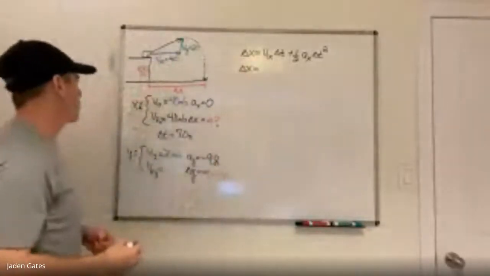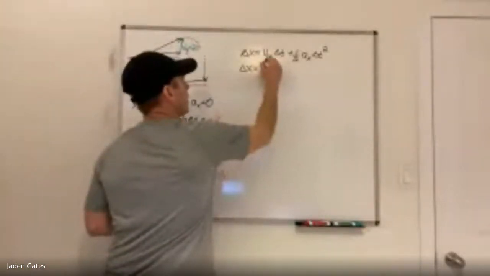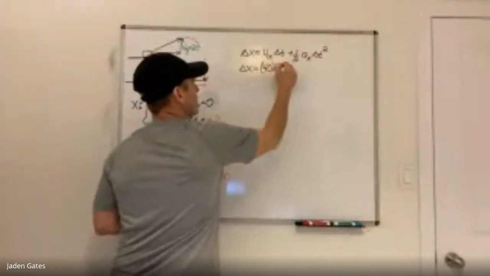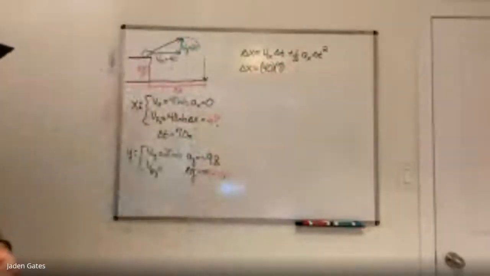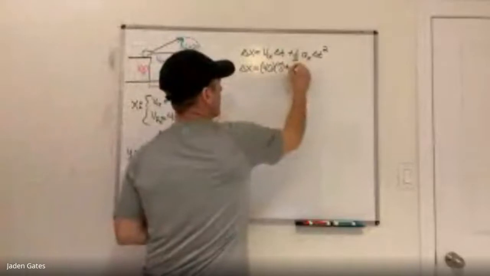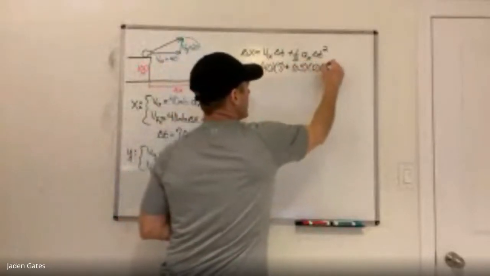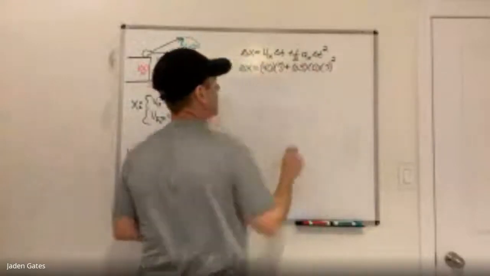So what do we got here? V1X is 40. Our delta T was 7 seconds. All right, and now I substitute. I got a half, that's 0.5, my AX is 0, and my delta T is 7 squared.